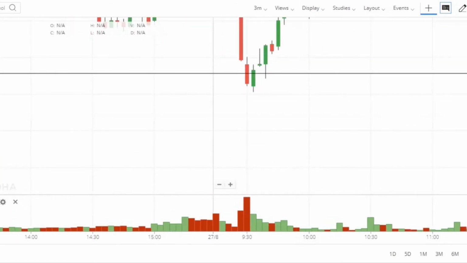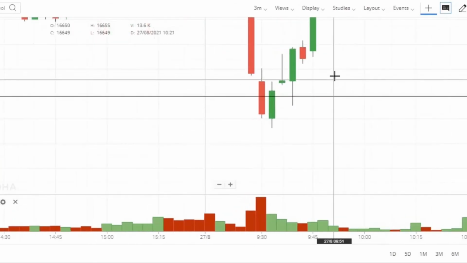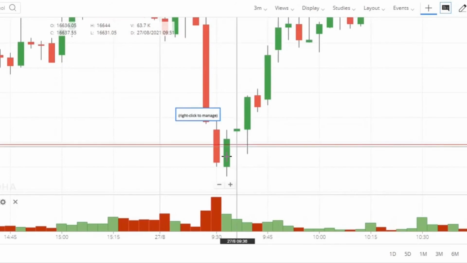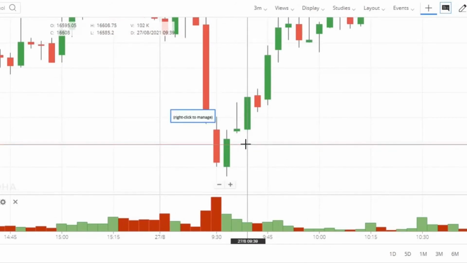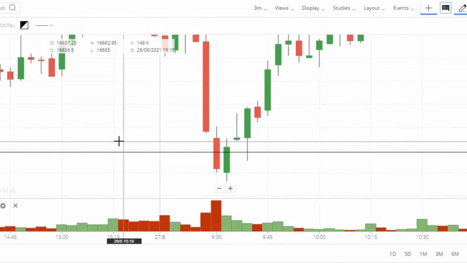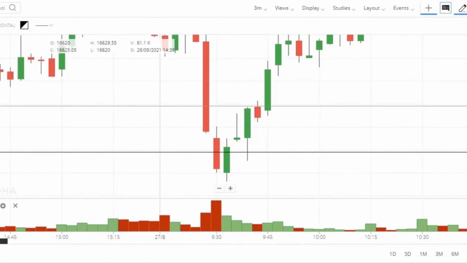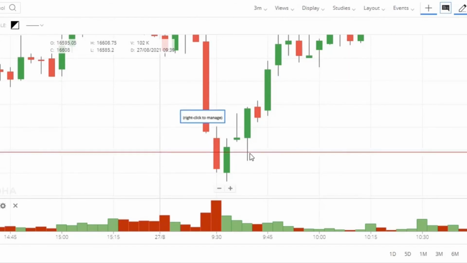See, you have to know that along with you, many people are entering at this particular position, right? So you have to expect a stop loss hunting beforehand. You have to expect that stop losses are going to get hunted.